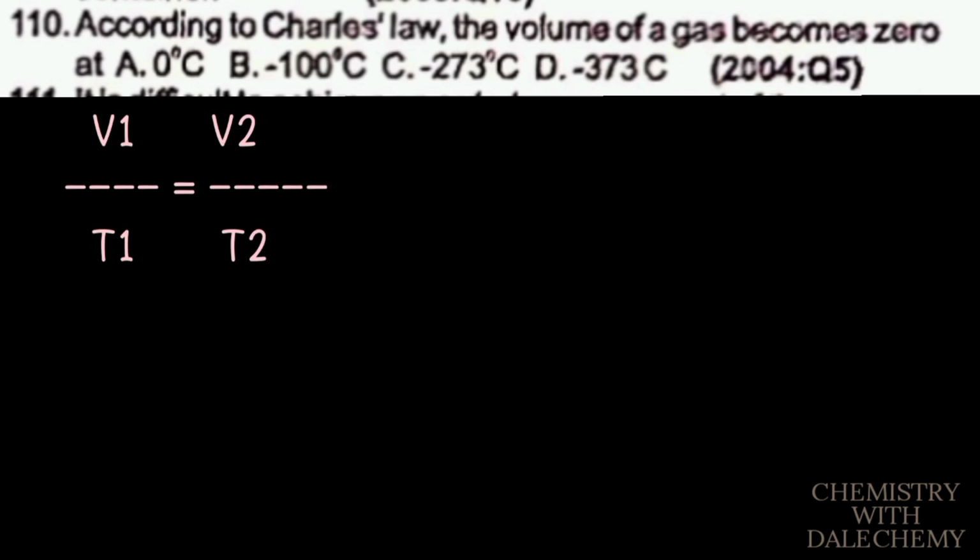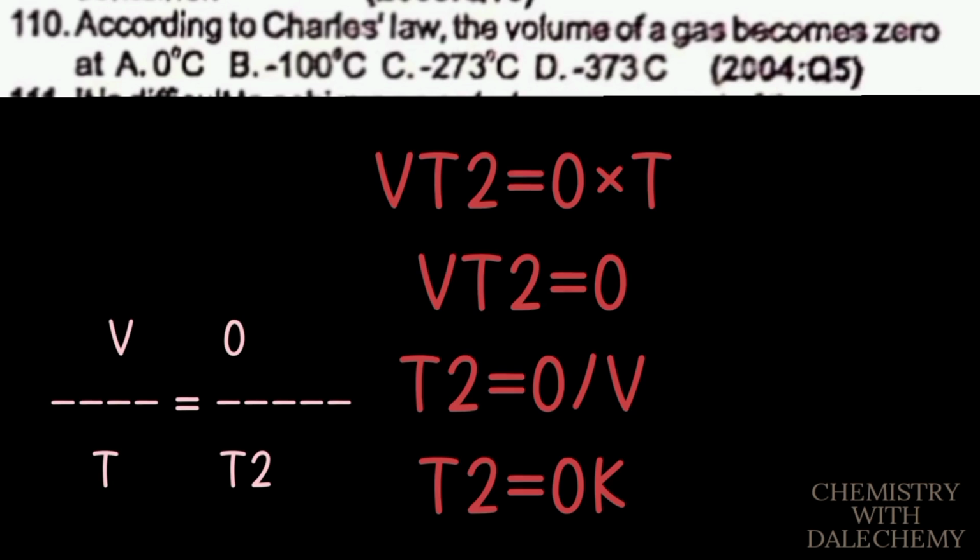So now we can set up the equation and say V1 over T1 equal to V2 over T2. Since V1 is V and T1 is T, V2 is 0 and T2 is the temperature we want to find. If you cross multiply, you have V T2 equals T times 0. Then you have V T2 equals 0. Then if you divide both sides by V, we get T2 equal to 0 over V, which is equal to 0 Kelvin. And when you are using Charles' law, it means your temperature is in Kelvin.